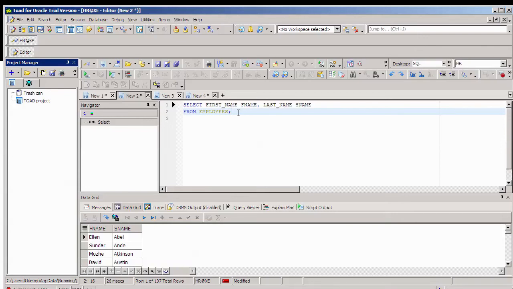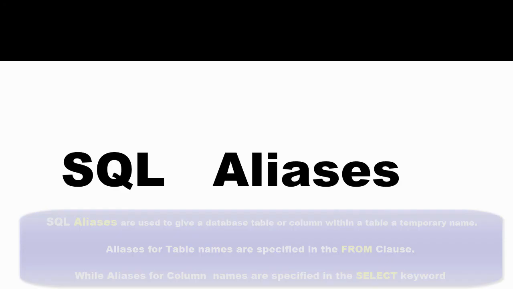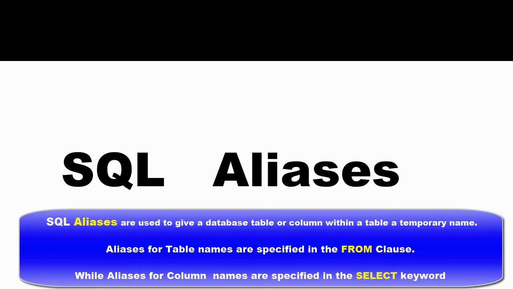When specifying aliases for column names, you define them within the select statement, where you have the select keyword. That's where you specify the column names. In this video, we went through what SQL aliases are. Aliases are used to create temporary names for database tables and columns within the database table.